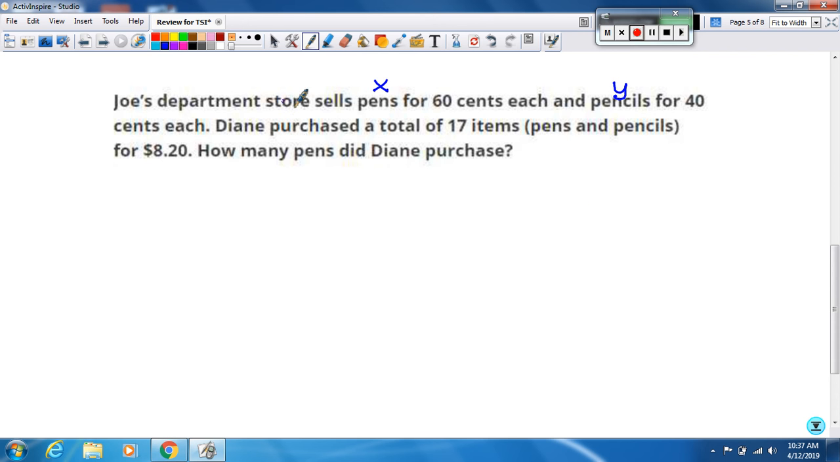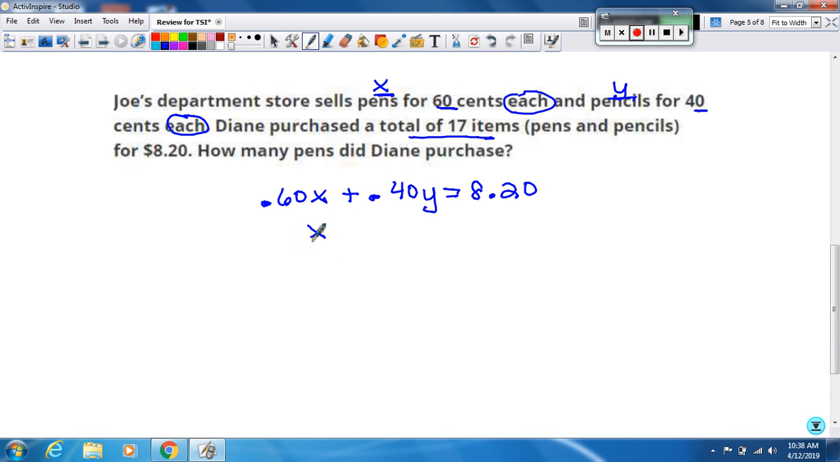Okay, so because of the word each, that means the number gets stuck to the letter. So 60 cents is represented by 0.60 X plus, again, for the 40, because of the word each, the 40 and the Y get stuck together. 0.40 Y equals how much total? $8.20. That is the value portion of the problem. The second thing you need to take care of is this total. So X plus Y, when you total everything up, the total was 17.